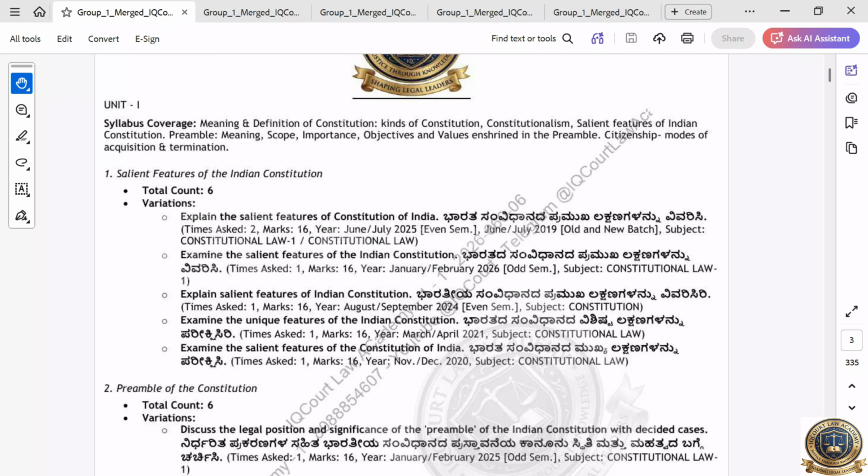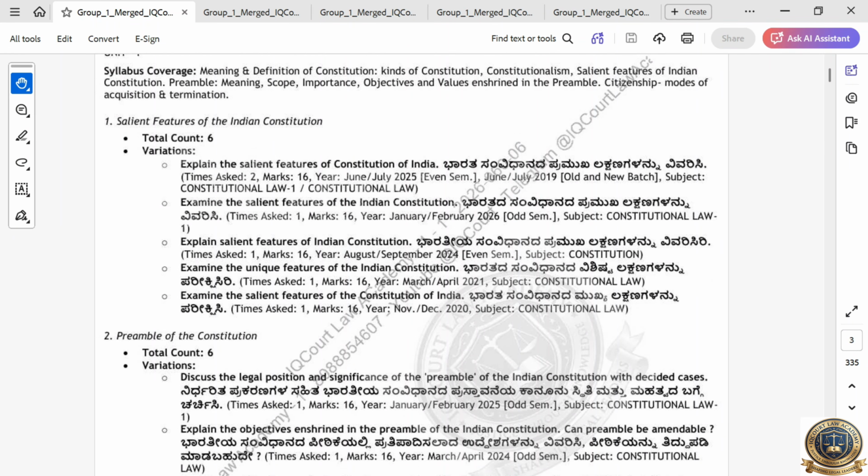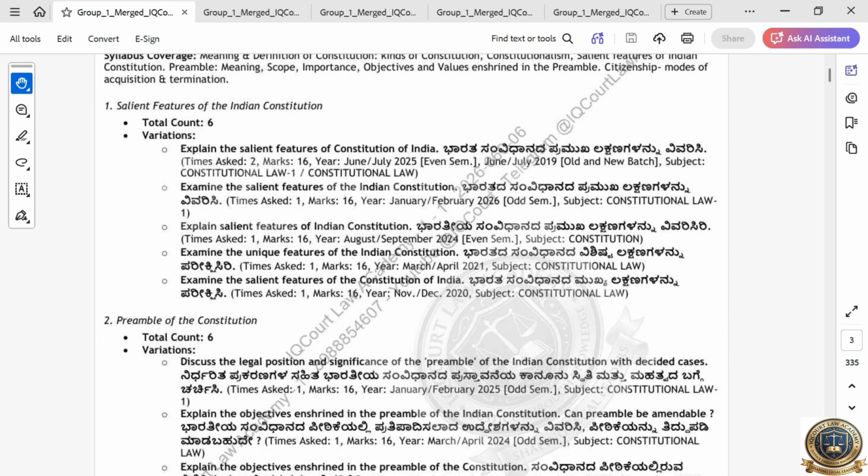So you should not write like that. You should write the exam in a professional way. You need to understand the concept, then you will be able to write the exam. So this is the salient features of the Bharata Samvidhanada, explain the features.